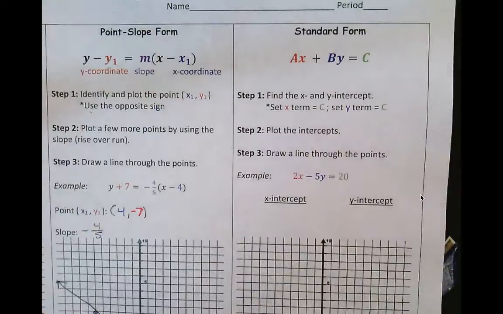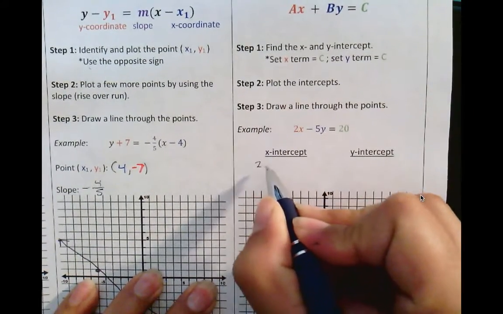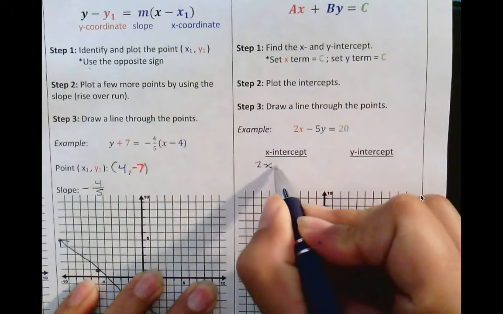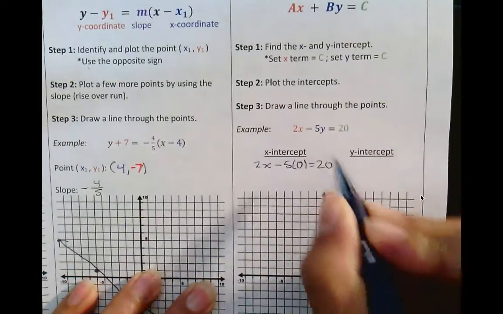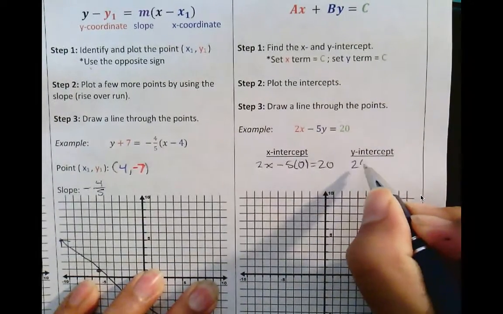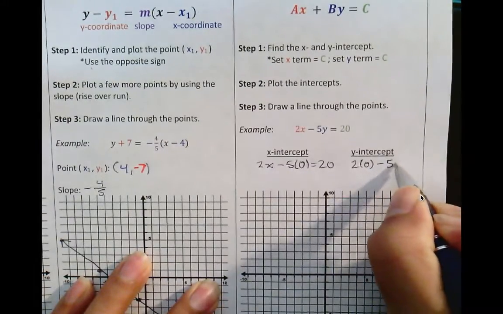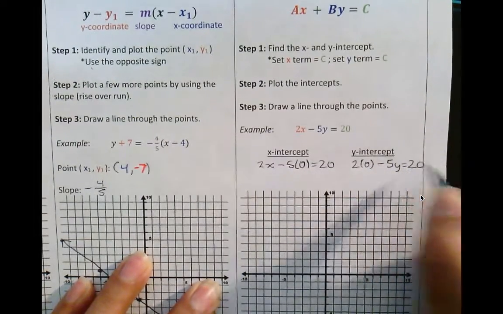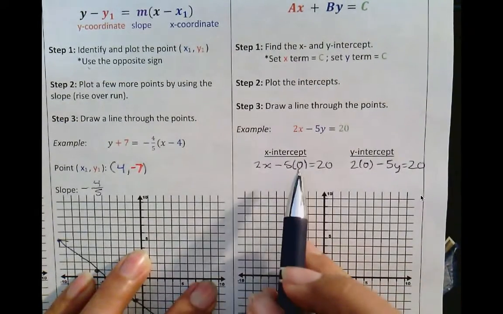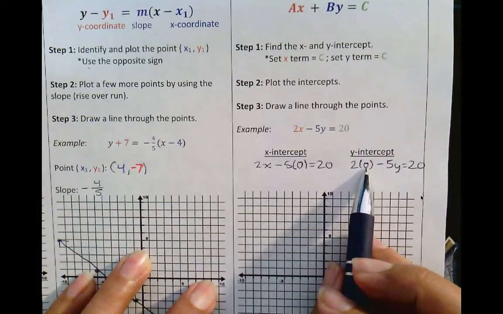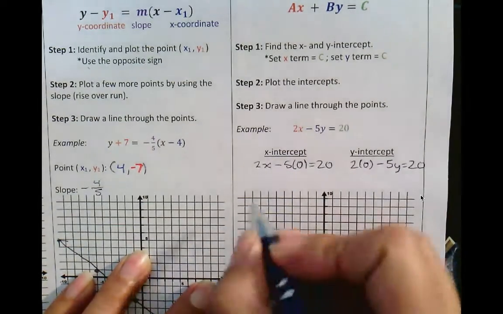So to find our x and y intercepts, we will take our equation 2x minus 5y equals 20. The first time around to find the x-intercept, we will plug in 0 for the value of y. Then to find our y-intercept, we will plug in 0 for the value of x. And from our previous lesson, you should see there in the definitions that we discussed that the x value of our y-intercept is always 0, and the y value of our x-intercept is always 0. That's why we're plugging in 0.